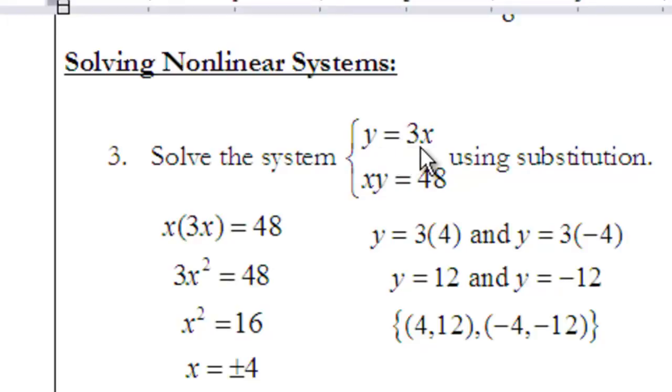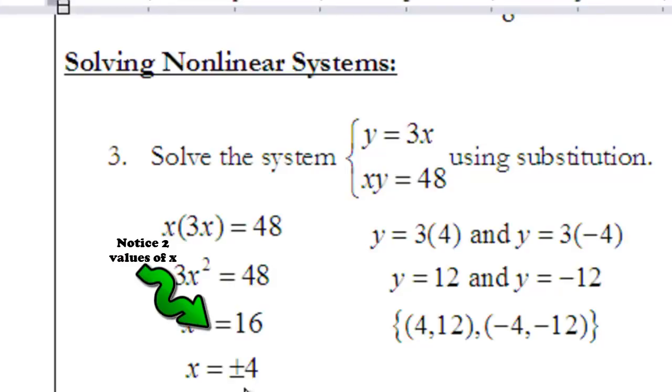One of the equations is solved for y. So y equals 3x. What I'm going to do is take that 3x and substitute it in for the y down here in this equation. So if I do that, I get x times 3x is equal to 48. Well, that would be 3x squared equals 48. If I solve this for x, remember if you have x squared equals 16, that means that there are two solutions, both 4 and negative 4.